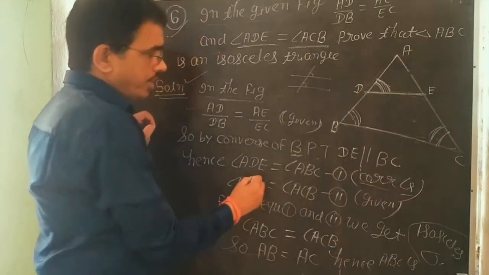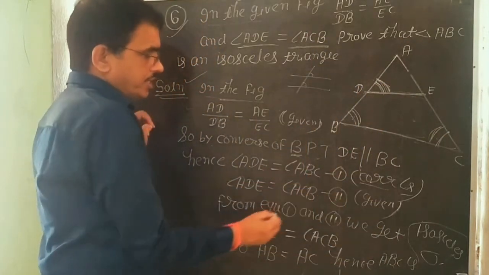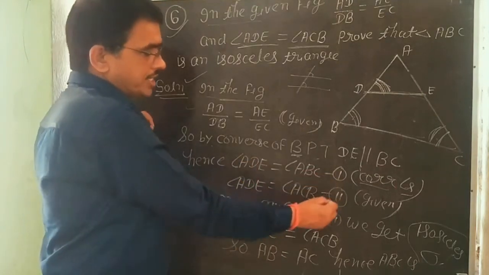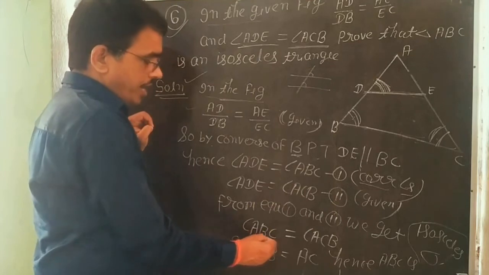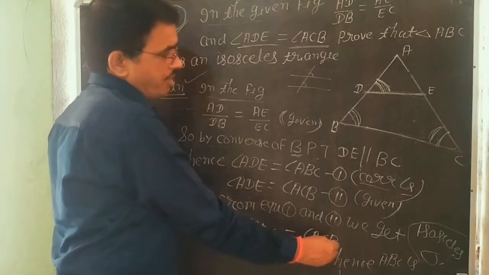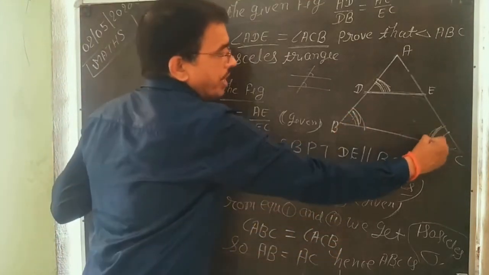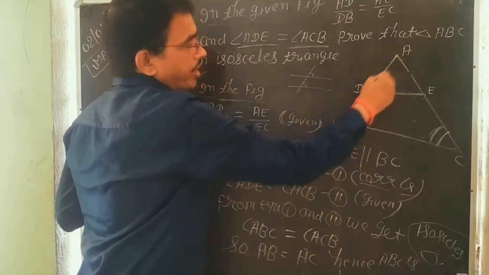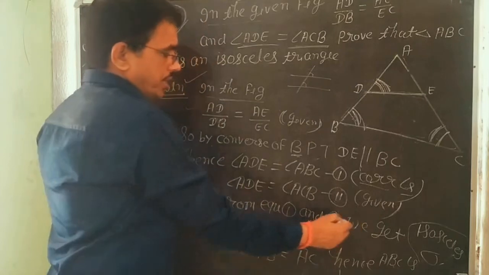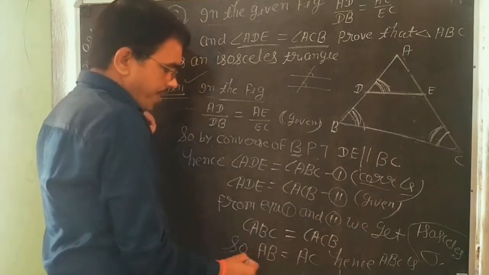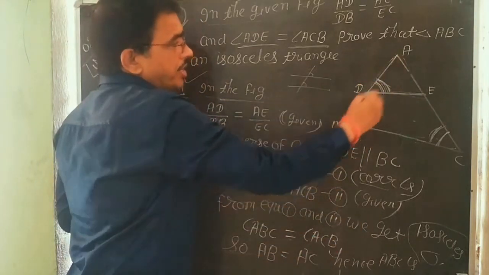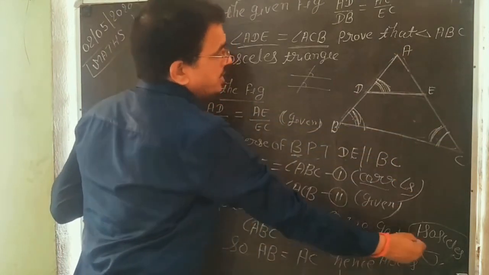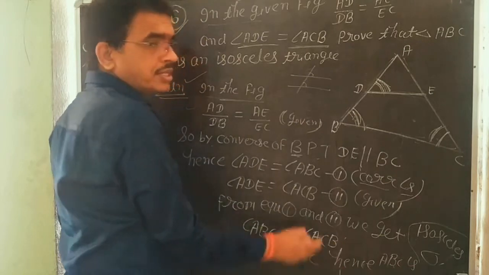So what do you conclude here? Here is equation first and here is second. Both LHS are equal, so it is clear the RHS will be equal. So angle ABC is equal to angle ACB. If angle ABC is equal to angle ACB, then as in class 9, if base angles are equal, then their opposite sides will also be equal. So hence side AB is equal to side AC. Then it is clear that ABC is an isosceles triangle.